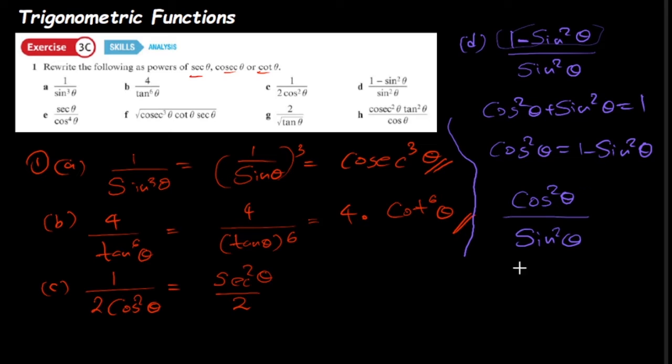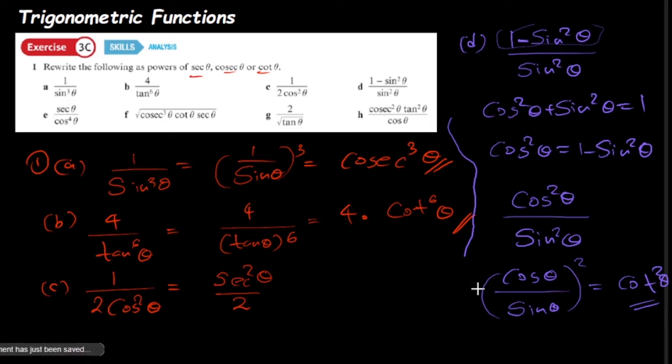Now this is like cos theta divided by sine theta, to the power 2. Cos theta divided by sine theta, it is cot theta. So we can write it as cot square theta. It's equal to cot square theta.